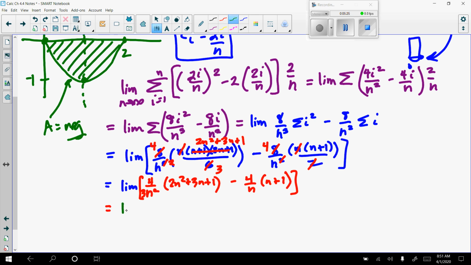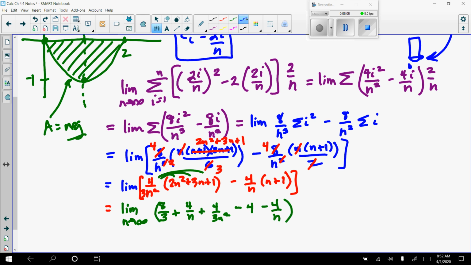Distributing that, I get the limit as n approaches infinity of 8 thirds plus 4 over n plus 4 over 3n squared minus 4 minus 4 over n.